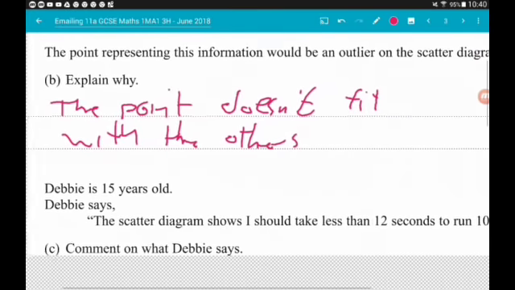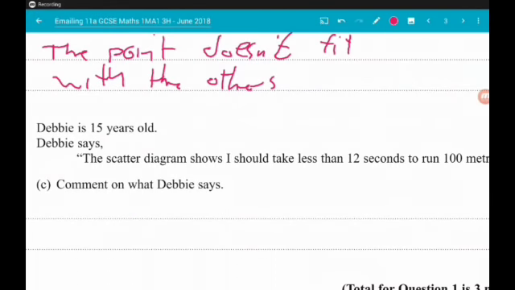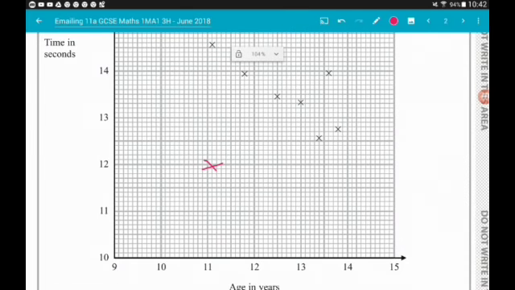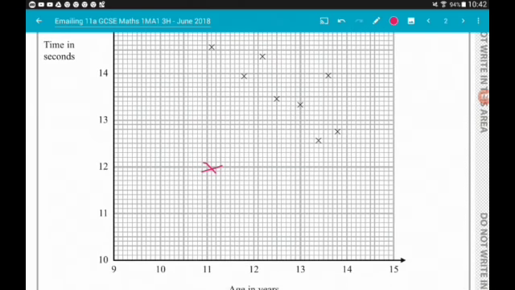Okay, then part C. Debbie is 15 years old. She says the scatter diagram shows I should take less than 12 seconds to run 100 meters. We want to comment on her statement. So, the highest age that the scatter diagram shows is 14. So really, 15 is out of the range of the scatter diagram. So it's not really reliable for ages above 14.